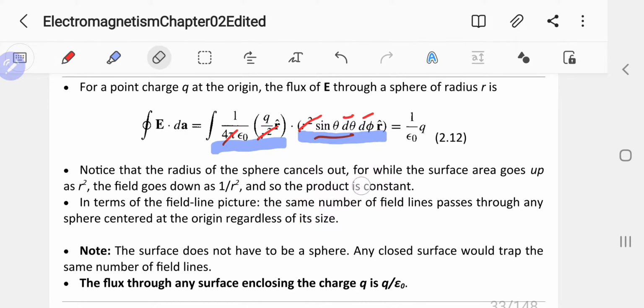So this will give you 2, and then the 4 will cancel with the 2, and the other 2 will cancel with the 2 pi. So everything will be 1 over epsilon sub O times q.